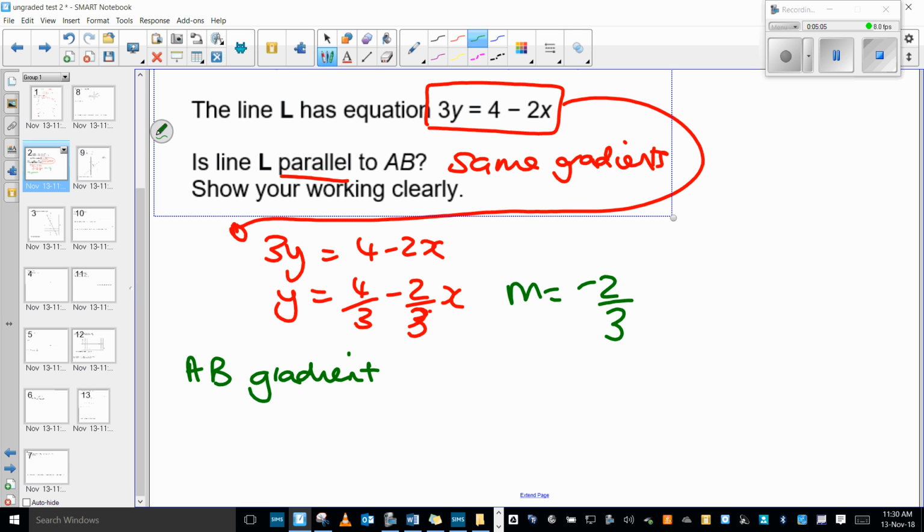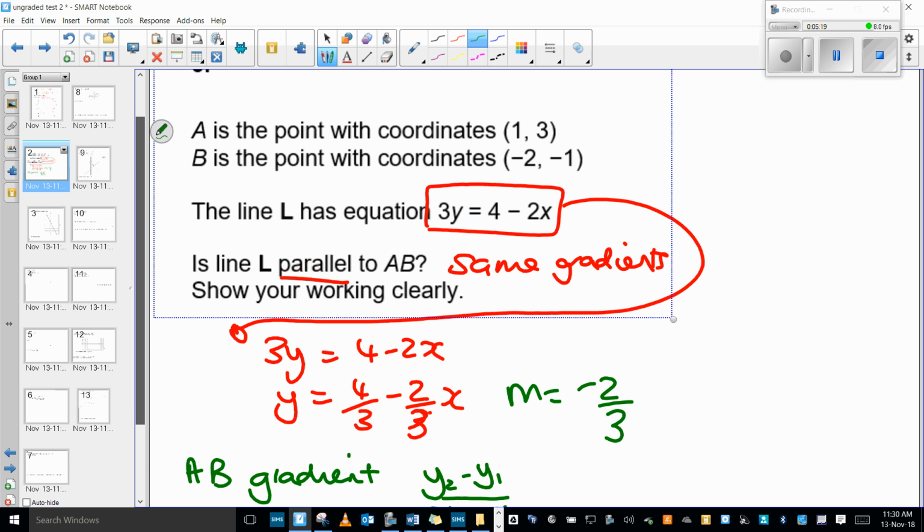And so the x's are on the bottom. So we're going to find the difference in the y values. Do you remember this formula? The y2 minus y1 over x2 minus x1? Yes? So we're looking at our coordinates. If it helps, label x1, y1, x2, y2.